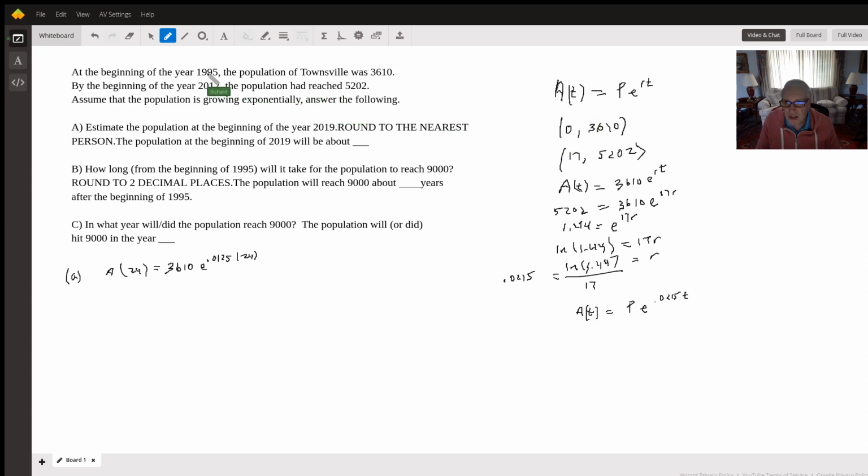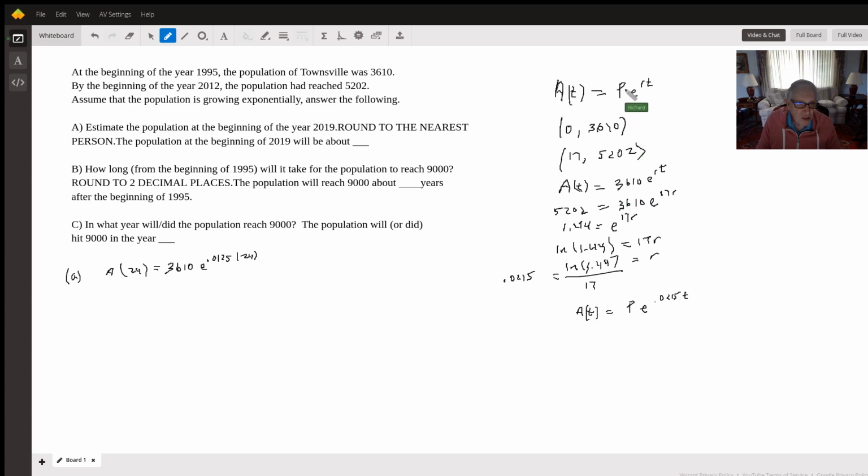The starting point is in 1995. The population was 3,610. And then 17 years later, the population was 5,202. And we just need to calculate P and R here based on these 2 data points. Well, this first data point gives us the starting amount, obviously.